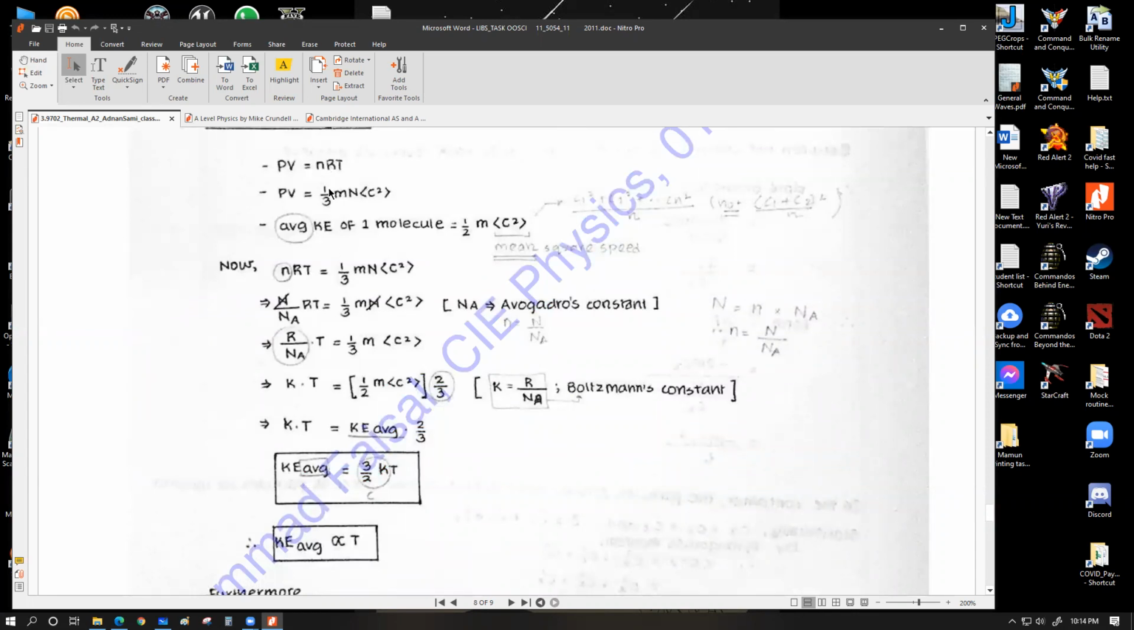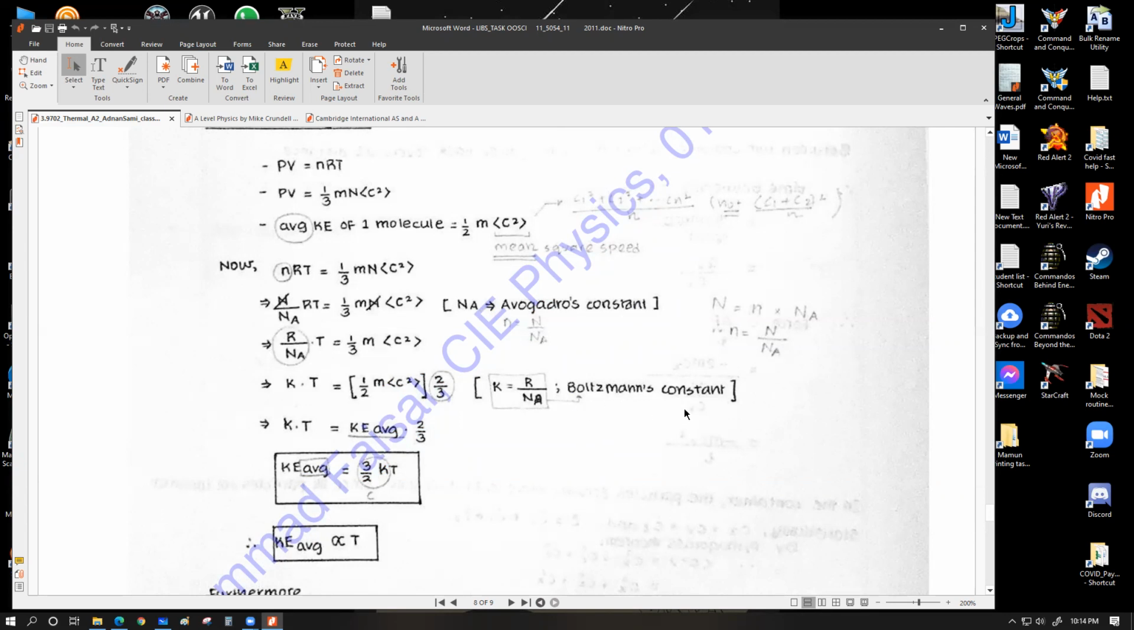nRT equals to 1/3 mn c squared. Equating these two expressions, nRT equals to 1/3 mn c squared. n, this is the mole number, is expressed as N over Na. Number of molecules divided by Avogadro's constant. So RT equals to 1/3 mc square. Now we are dividing the N on both sides. N crosses out. Na is Avogadro's constant, and then we get R divided by Na multiplied by T equals to 1/3 mc square. This R divided by Na is called another constant, which is called the Boltzmann constant.